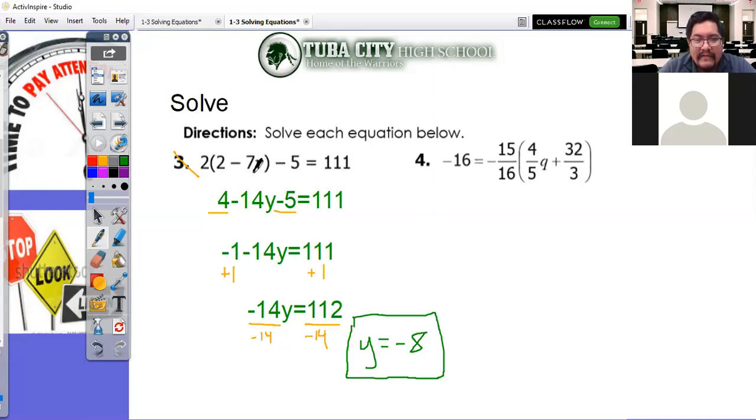2 times 2 plus 56 would be 58. Times that by 2, so I'm evaluating it essentially, we get 116. Minus 5, we get 111. So to check it, we would end up with something like 111 equals 111, which is true. So that does balance the equation. It does make it work. So therefore, it is a solution.